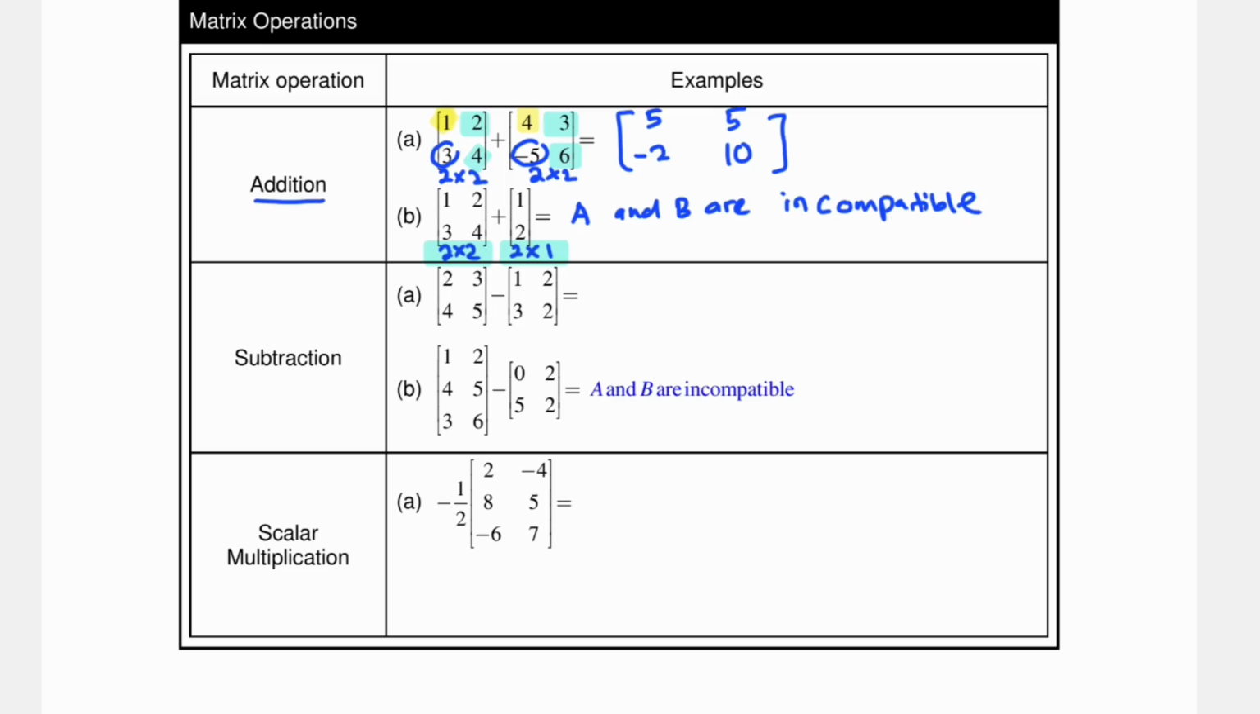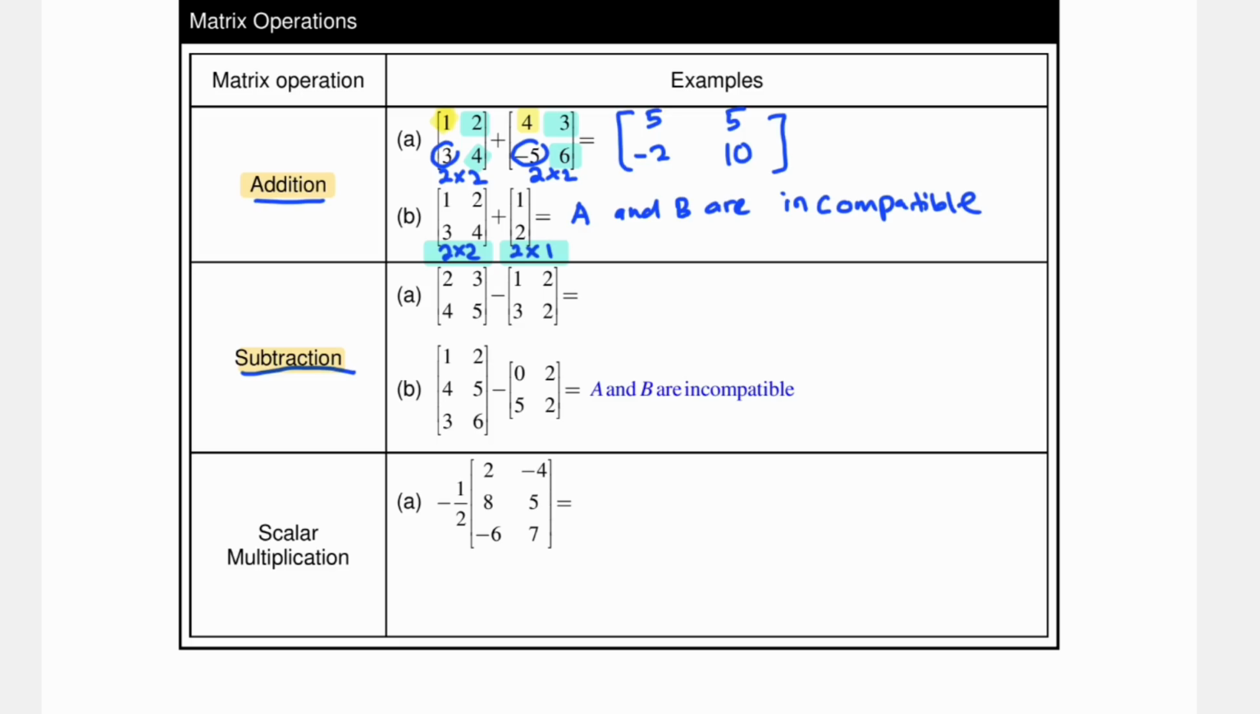Okay, so now let's move to another operation, which is subtraction. Subtraction is almost the same as addition. The only difference is whether you need to add or subtract. So in order to do the subtraction between matrices, they must be compatible, the same as with addition, compatible in terms of dimension or order.